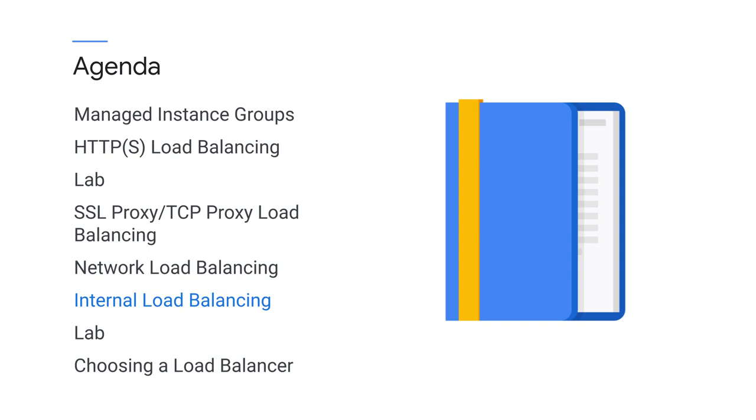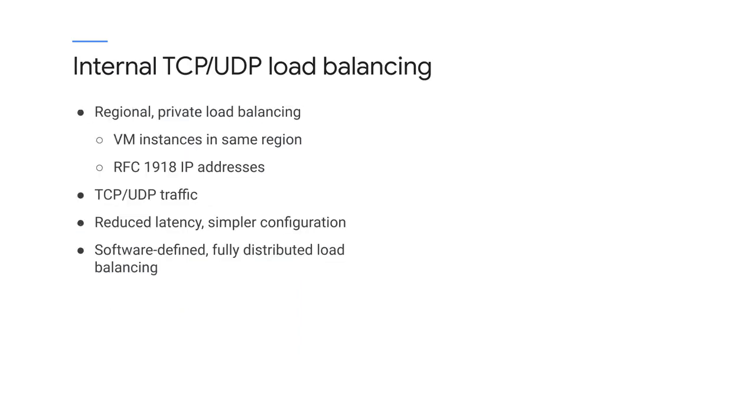Next, let's talk about internal load balancing. The internal TCP/UDP load balancer is a regional private load balancing service for TCP and UDP based traffic. In other words, this load balancer enables you to run and scale your services behind a private load balancing IP address. This means that it's only accessible through internal IP addresses or virtual machine instances in the same region.